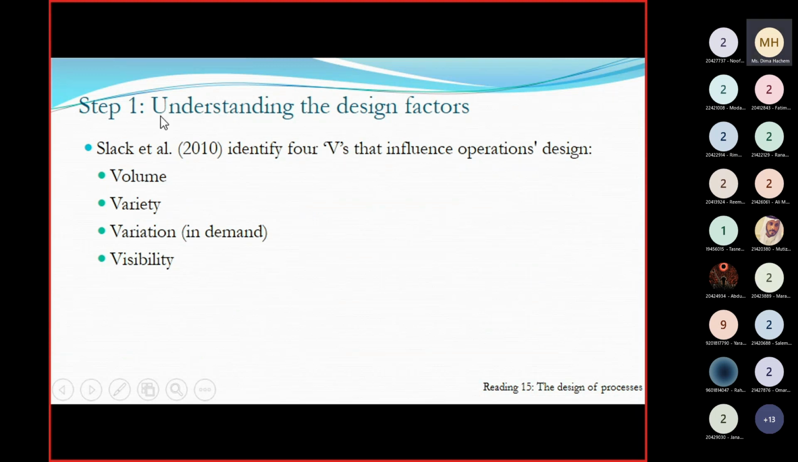So as you are designing your process, we need to understand the 4 V's, and this is step 1. In step 1, we understand the design factors. What are the design factors that will affect my process design? I need to understand the volume. What do we mean by volume here? Can anybody answer this question? What does volume mean?